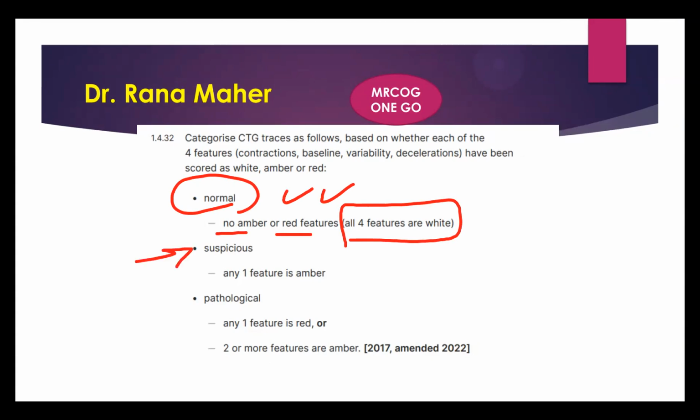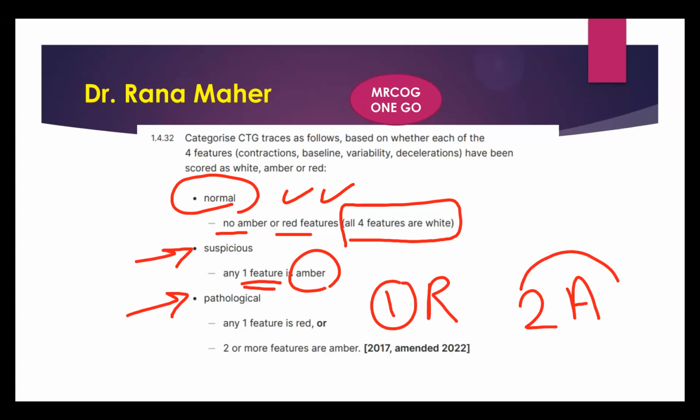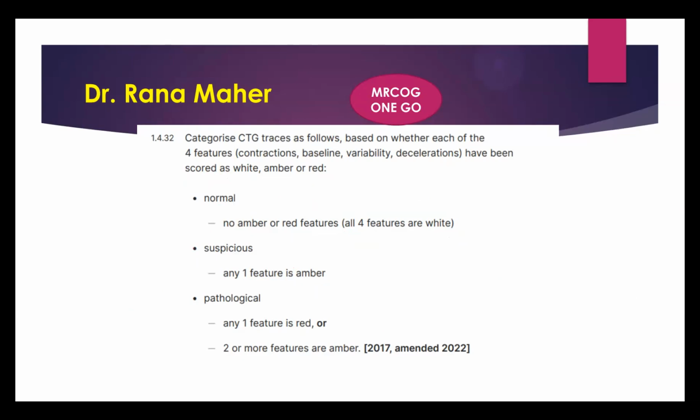Suspicious, any one feature, amber. Pathological, when it's pathological, if 1 red, or 2 amber, and for sure 2 or more. Okay, whenever it's 2, and even if we have anything after that, for sure it will be pathological. But the start is 2 amber. Okay.